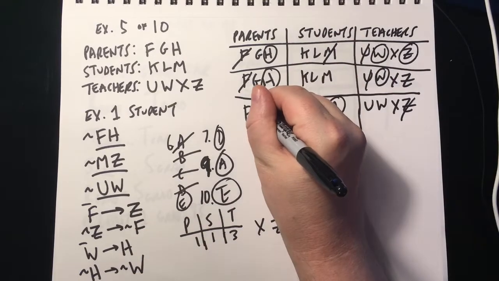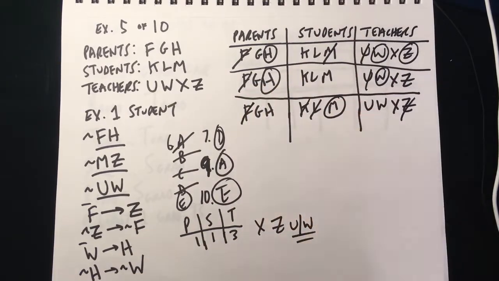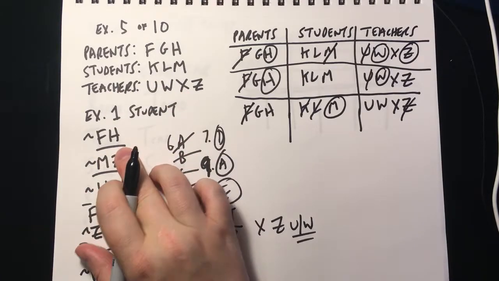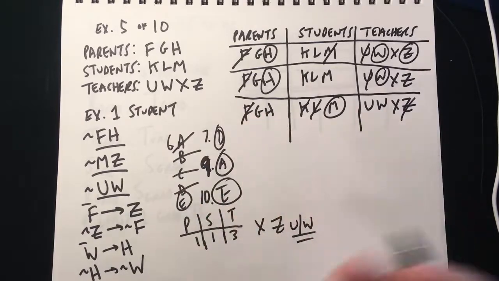Let's get rid of the F. Any rules about not having an F? No. Just because we don't have an F, it doesn't mean we do have an H. Just F and H can't be together. So we're kind of at a logical dead end here.